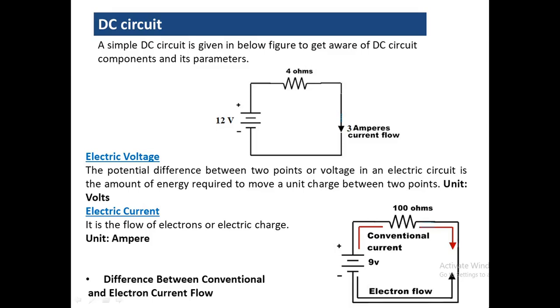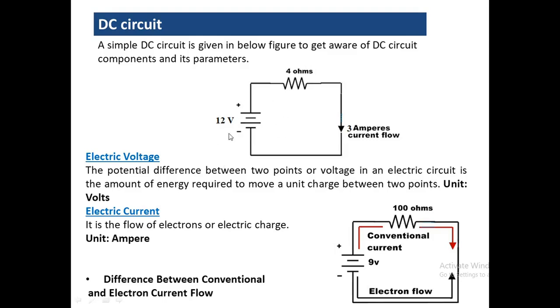Let us see about the DC circuit. Here in the figure we can see one battery or voltage source connected in series across a resistor, and based on the voltage and resistance, 3 amperes of current is flowing here. We will see the relationship between voltage, current, and resistance in Ohm's law in the upcoming slide. So this is an example of a simple DC circuit.